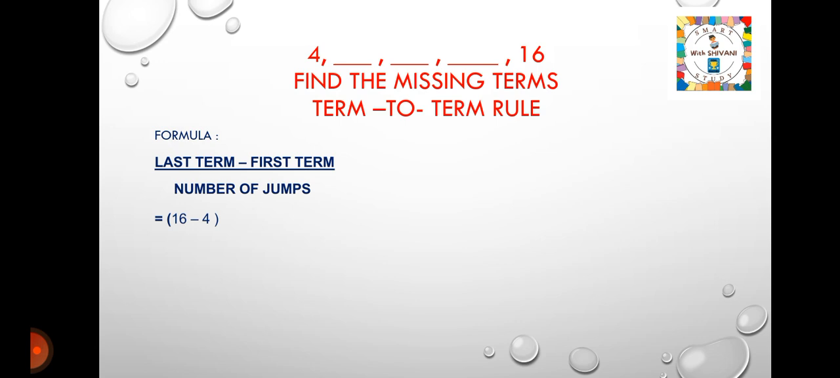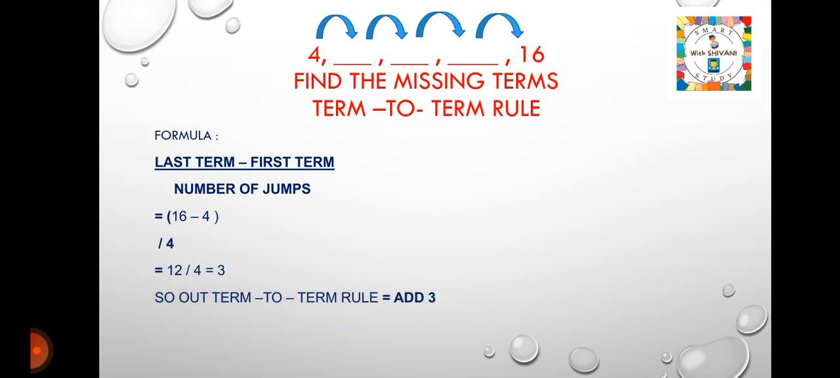What about the number of jumps? Over here you can see the arrow: from 4 to the next missing term we are making one jump. This is the second jump, third jump, and the fourth jump. So in this given sequence there are 4 jumps. So our formula goes like this: 16 minus 4, which is 12, divided by the number of jumps, which is 4. So 12 divided by 4 is 3. So our term to term rule is add 3, because we didn't get any negative sign over here.